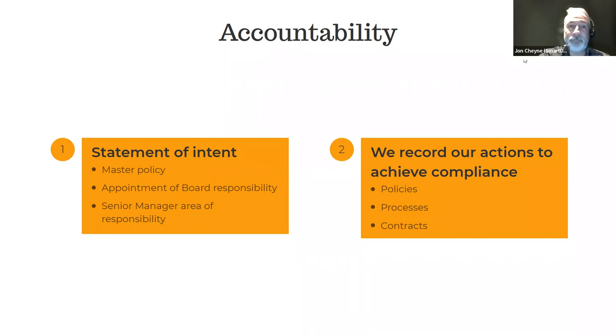We often say that it might take a whole quarter, maybe two quarters, of the CEO saying, this is what I'm doing for this quarter. I'm going to ensure that everybody understands that there's no option on this. So two, we're going to record our actions to achieve compliance. We're going to have policies. Policies are nothing without processes. This is one of my bugbears.